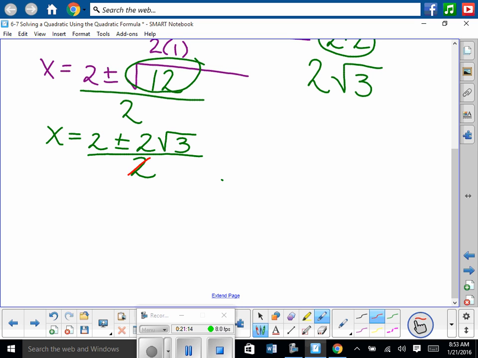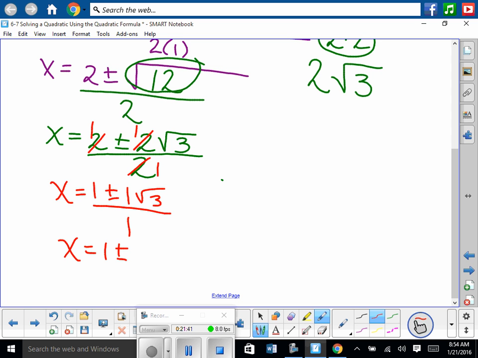So if I divide this by 2, it's a 1. If I divide this by 2, it's a 1. Always write in your ones because people start leaving places as zeros instead. 2 divides by 2 and becomes a 1. So we really have x is equal to 1 plus or minus 1 square root of 3 all over 1. Anything divided by 1 is just itself, right? So we really have x is equal to 1 plus and minus.